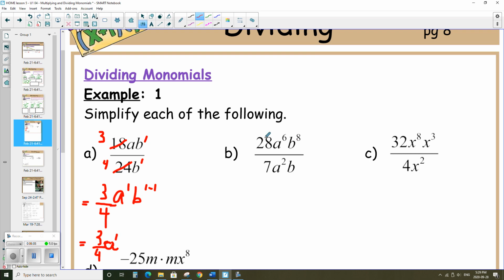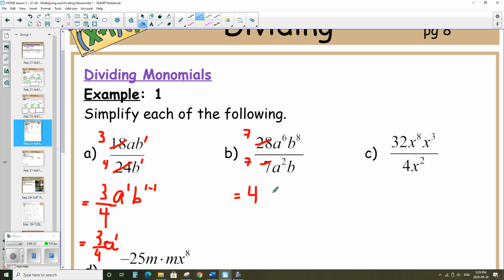Next one, 28 and 7. What is a number that I can divide into 28 and then also into 7? Okay, I can divide this by 7, and I can also divide the 7 by 7. 28 divided by 7 is 4, and then 7 divided by 7 is 1. So 4 over 1, or you can just leave it as a 4. Don't forget your equal signs in the front.